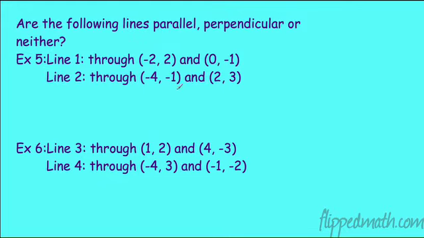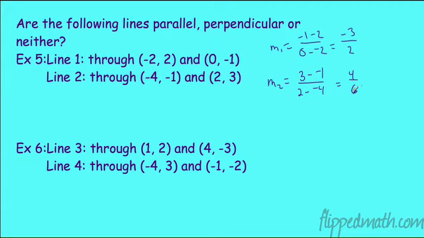All right, so let's do some. Are the following parallel, perpendicular, or neither? So we have line 1. So I have to find slope 1 here. -1 minus 2 over 0 minus -2. -1 minus 2 is -3 over 2. Let's find slope 2. 3 minus -1 over 2 minus -4. 3 minus -1 is 4. 2 minus -4 is 6.